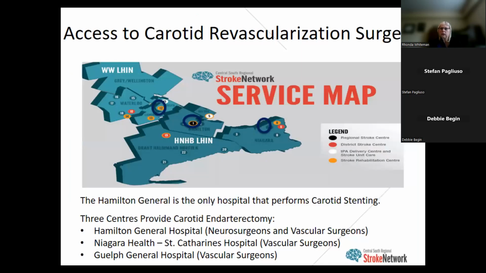When we look at other reasons patients may be transferred, one is to access carotid revascularization surgery. This could be carotid endarterectomy or carotid stenting. Three centers in our region provide carotid endarterectomy: the Hamilton General, Niagara Health, the St. Catharines Hospital, and Guelph General. The Hamilton General is the only hospital that performs carotid stenting.